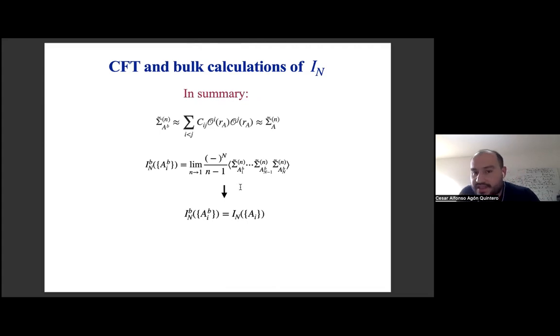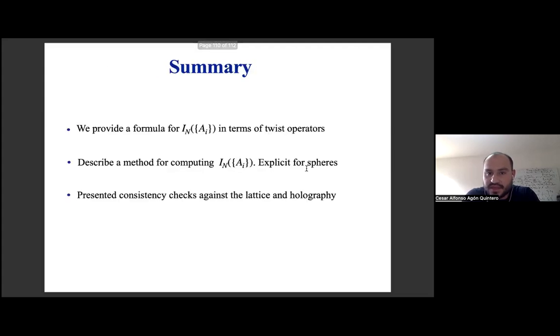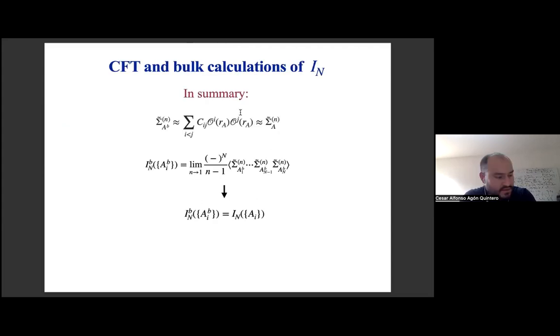So, and this completes the things that I wanted to tell you about this story of the N-partite information. I don't know if there are questions here, but then I will just end up with a quick summary.